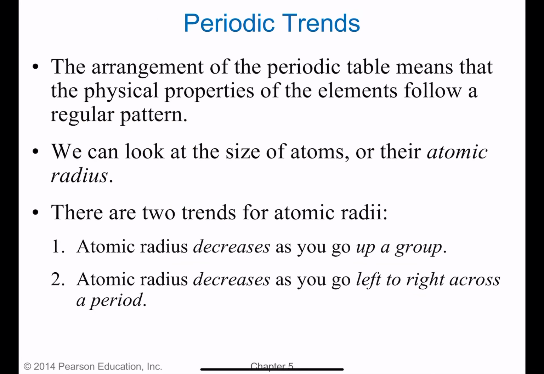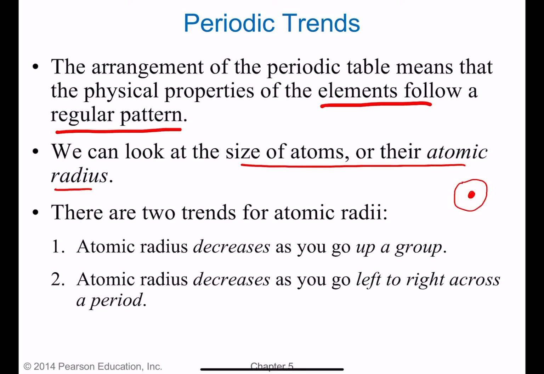So next, the arrangement of the periodic table means that the physical properties of the elements follow a regular pattern. So there's several different trends that we're going to look at. We can do the size, or what we also call the atomic radius. So you have your nucleus and then electrons orbiting. So basically going from the nucleus out to the farthest electron orbit or the farthest electron level, that's your atomic radius. That follows a trend.